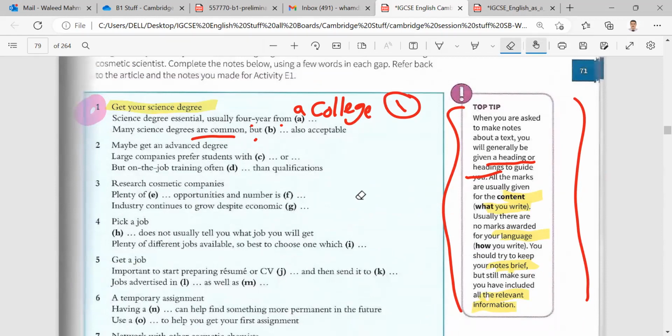Here again, the second title is maybe get an advanced degree, as we discussed before. Khaled, complete number one. Master's or PhD degree. Yes, well done. So large companies prefer students with master's or PhD. Taib, ya Juri, can you complete the second note?